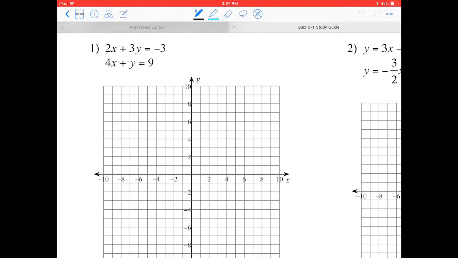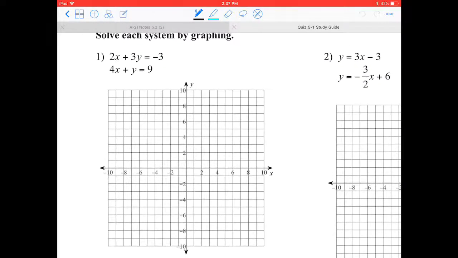So number one, these are both in standard form, and we need to solve by graphing. In order to graph, we need both of these equations to be in slope-intercept form. So let's start with this first guy. We are going to be subtracting 2x to the other side. So 3y equals negative 2x minus 3, and then divide every number by 3. So y equals negative 2/3 x minus 1.